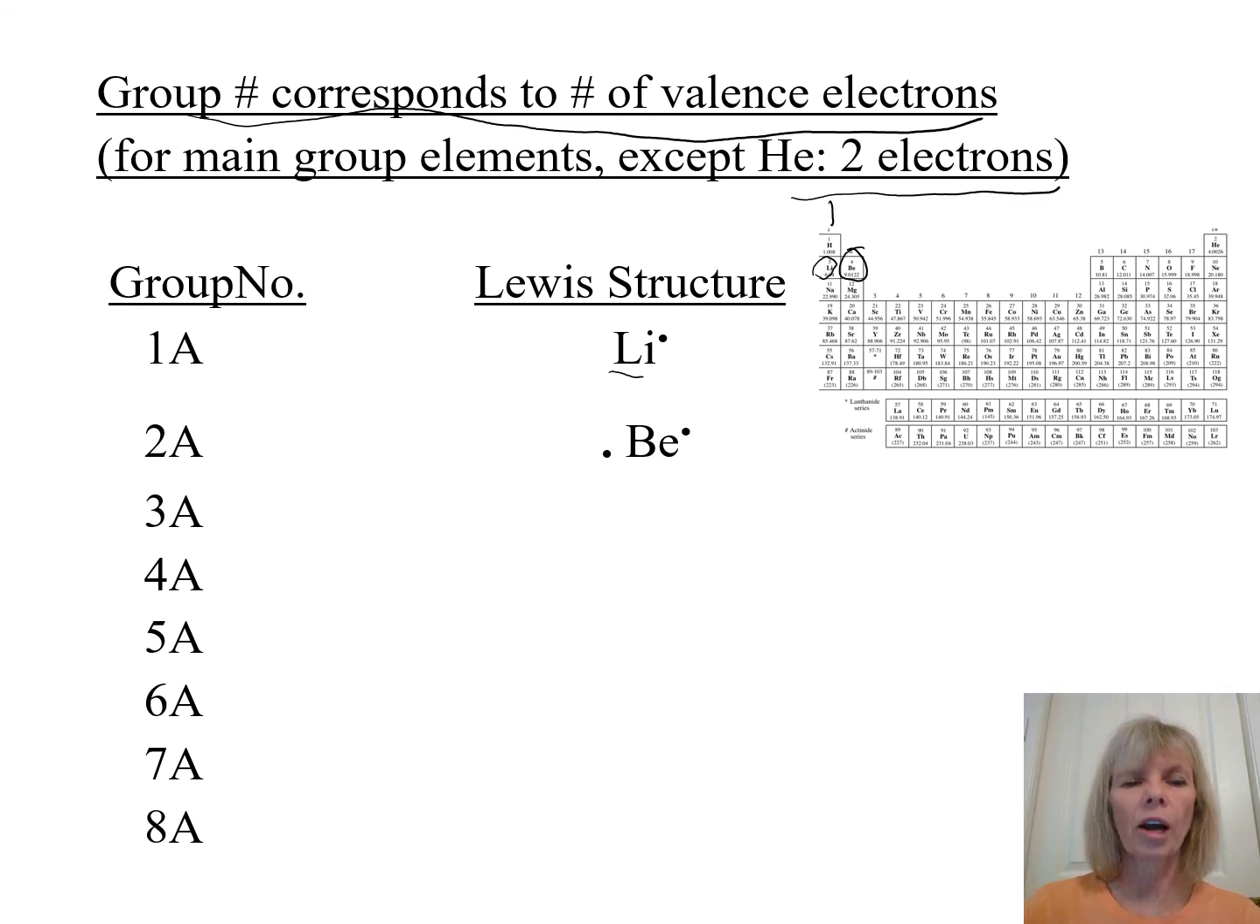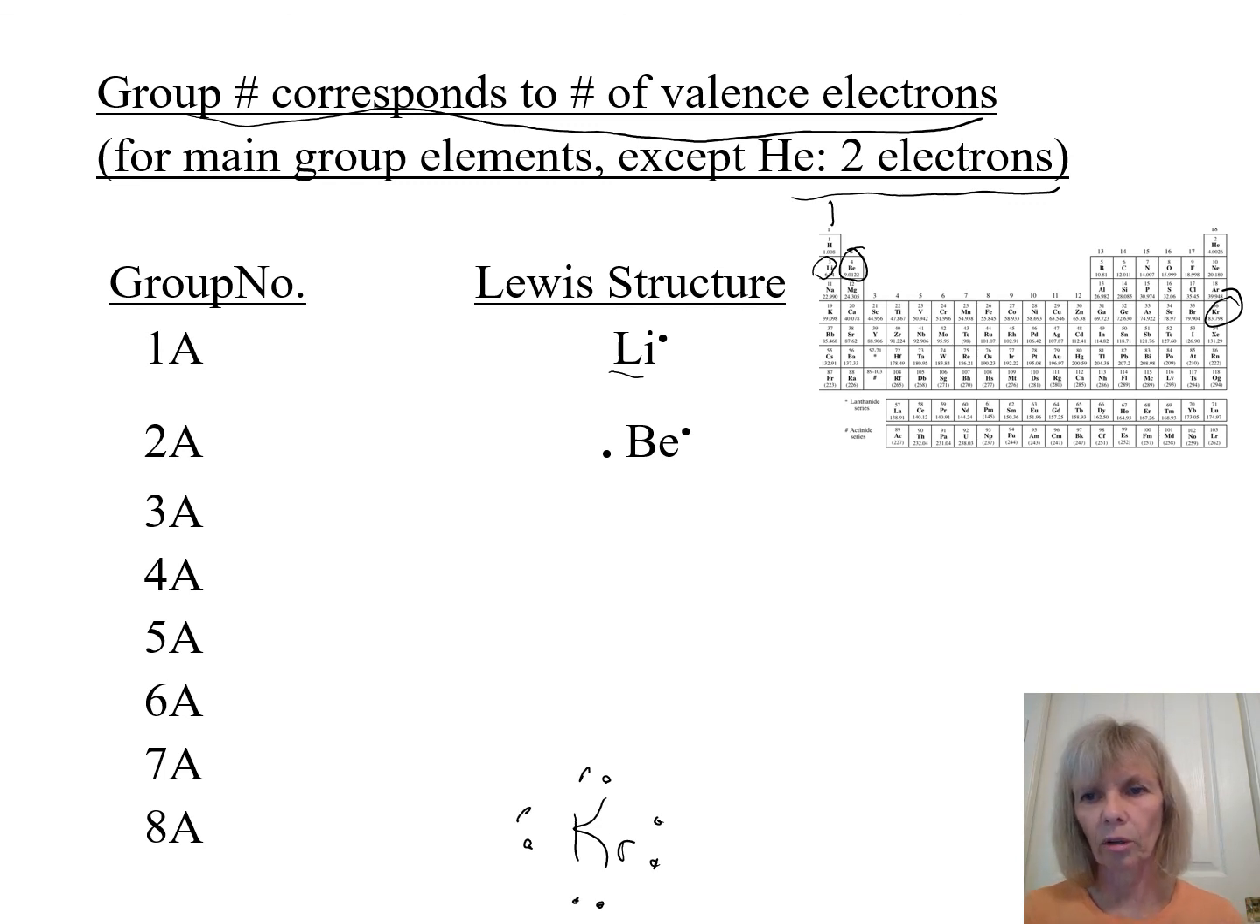I could go all the way across. Let's say, for example, if I wanted to do krypton. Krypton is in column 8. So I would just write Kr for krypton, and then I would draw my dots around it. I have a total of 8, and now I'm going to pair them up. So I have a max of 2 on each side. That would be my Lewis dot structure for krypton. So the periodic table is very useful for doing Lewis dot structures. You just have to know what column your element is and use that as your valence electrons.